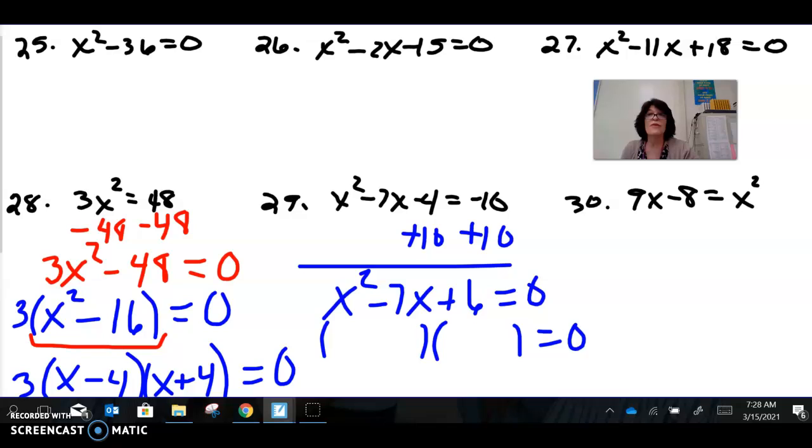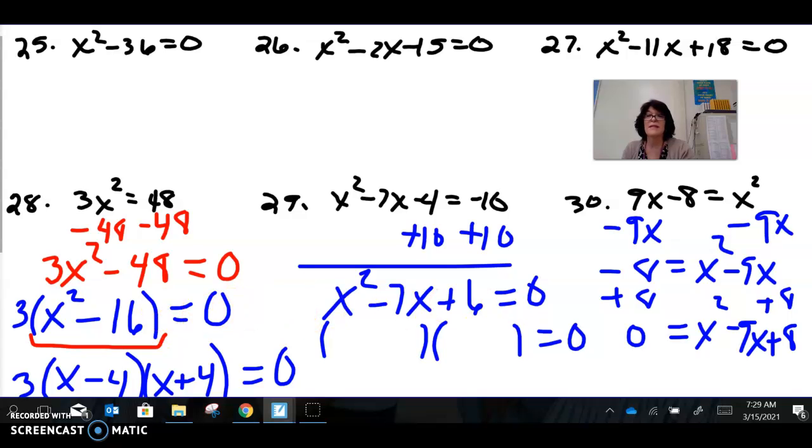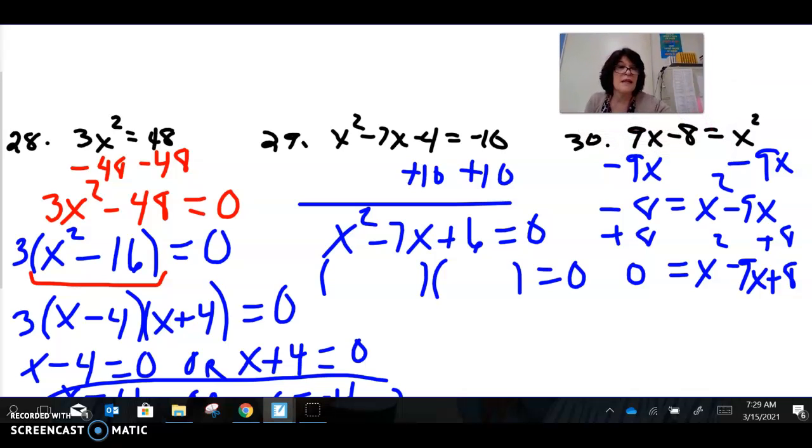Okay? Number 30, I want that to be equal to 0, and I want my x squared to be positive. So I'm going to subtract 9x to the other side. And I'm going to add that 8 to the other side. Now I have 0 equals x squared minus 9x plus 8. And I can continue with that. I have to have it set equal to 0. Again, this is not finished. Okay, you're not done. I need to now factor this.